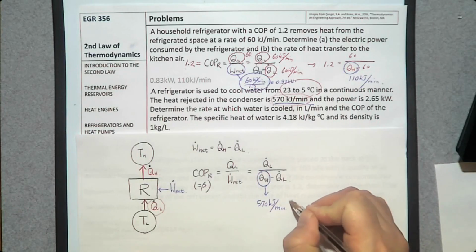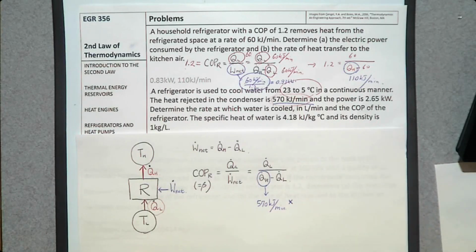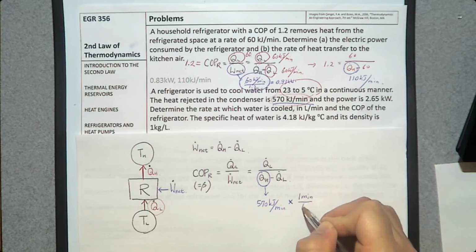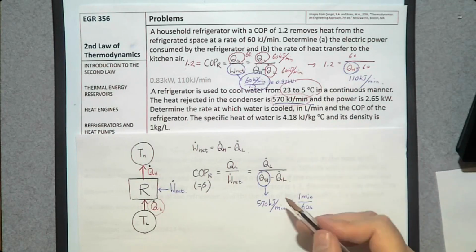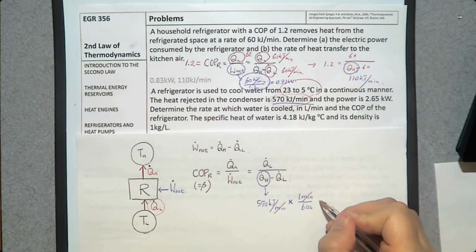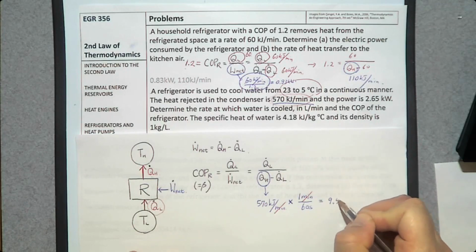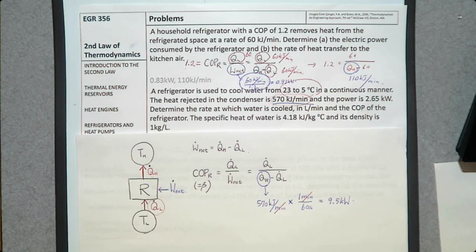Then, if we convert the unit to kilowatt, 1 minute is 60 seconds. We can cancel minute, then we get 6 point, what is it? Not 6, 9.5, 9.5 kilowatt. That is Q dot H.